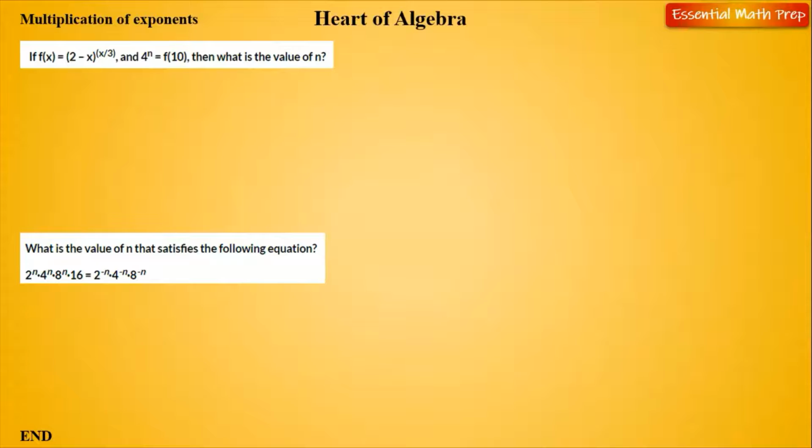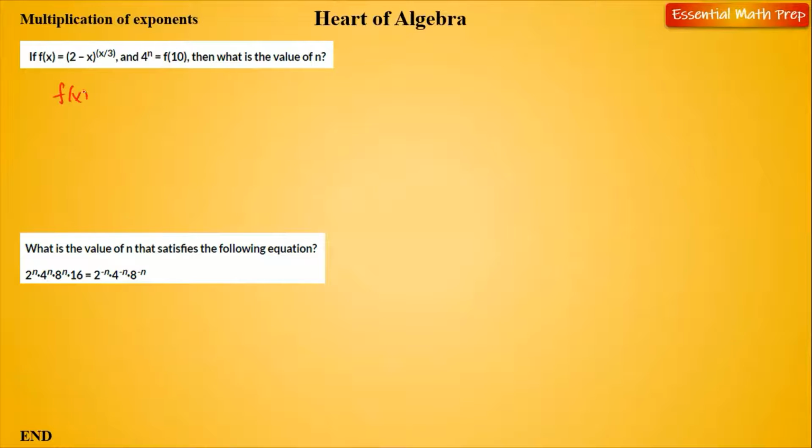So if f of x equals 2 minus x raised to the power x over 3, and 4 power n equals f of 10, what's the value of n? This problem might seem complicated, but we've already done enough problems on functions, so you should have no problem doing at least part 1 of the problem. Once you complete part 1, part 2 would seem obvious, and you can actually visualize part 2 only when you solve part 1. So to do part 1, we know f of 10, right?